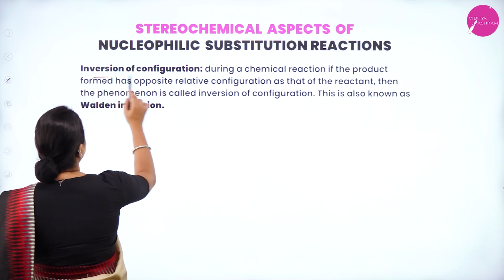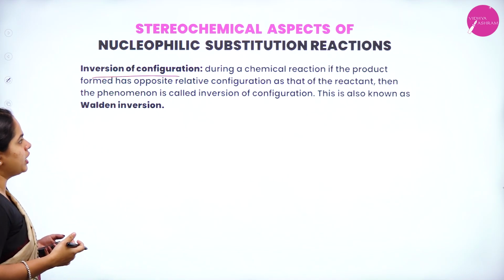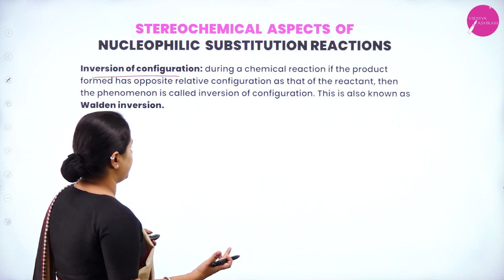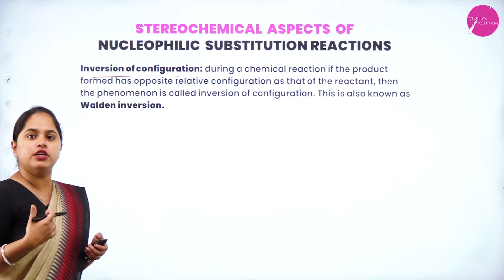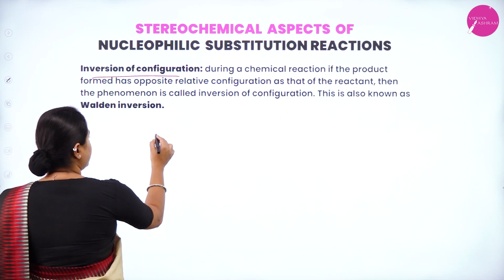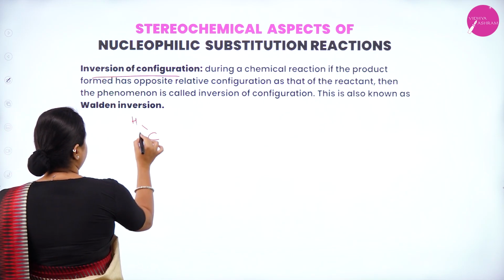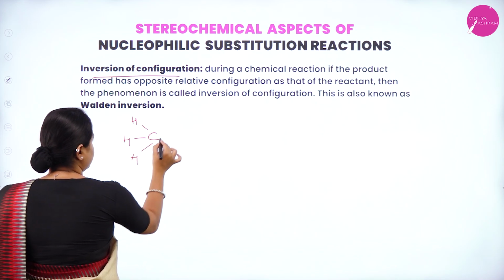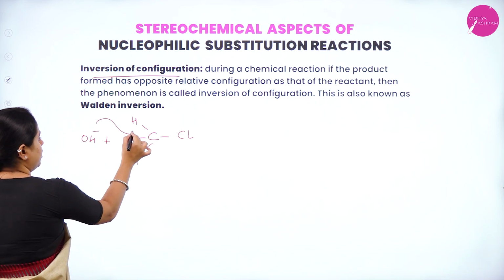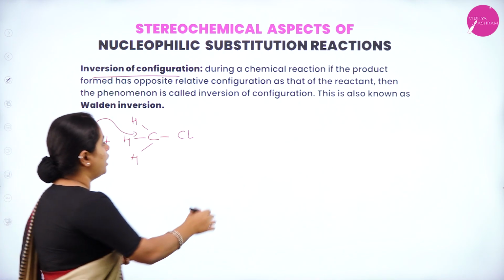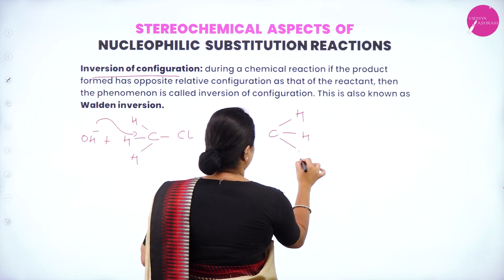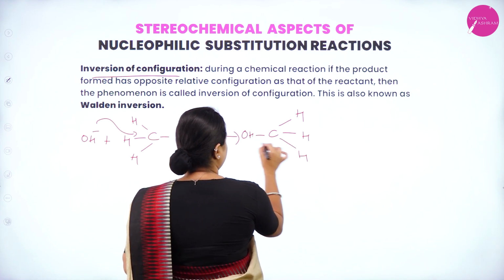Next is inversion of configuration. During a chemical reaction, if the product formed has the opposite relative configuration to that of the reactant, then the phenomenon is called inversion of configuration. We have also discussed an example of inversion in the SN2 mechanism. If I take methyl chloride, it is attacked by the nucleophile OH minus, so attack will take place from this side, and finally what I get is CH3OH, that is alcohol, plus Cl minus.